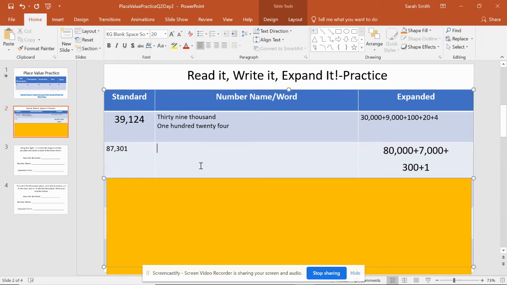All right, so let's go and do the number name. Again, I'm going to say it out loud first. 87,301. I'm going to leave that word "and" out. It's really hard sometimes because I definitely always want to naturally say that, but we do not want to use that word form because then you're going to get confused with decimals, so we're not working with that right now.